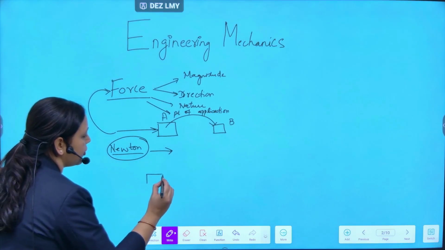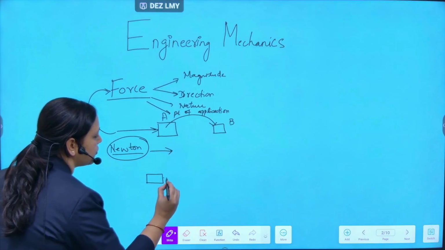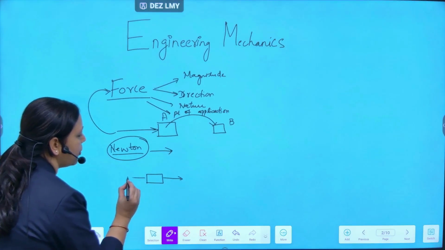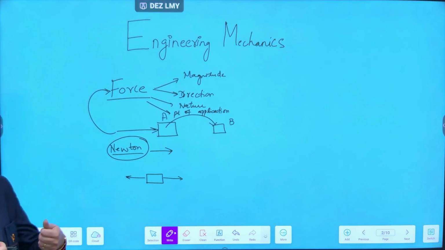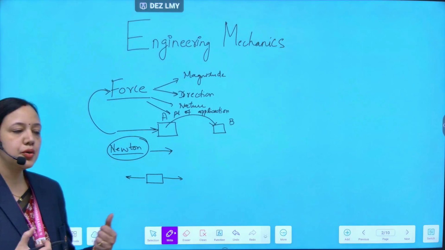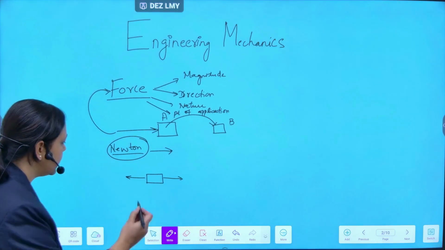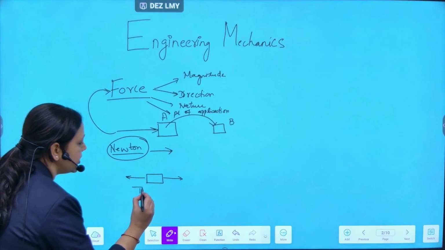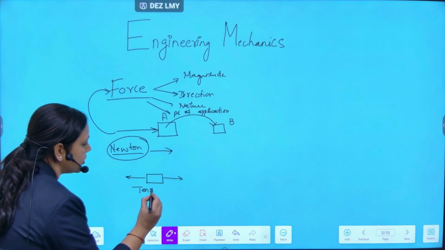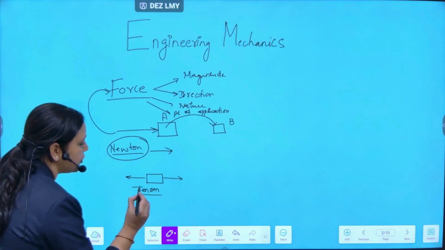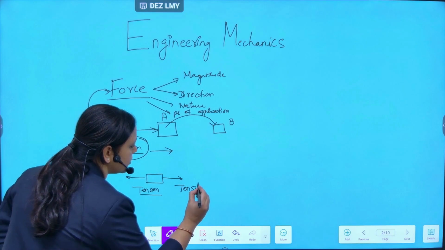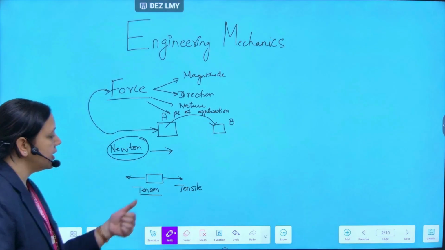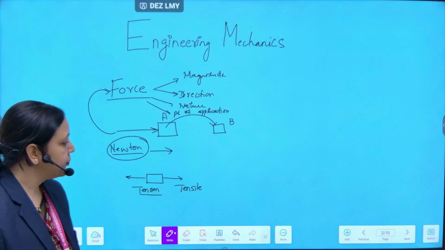Suppose we have an object and forces are acting in opposite direction. Then the forces tend to pull the object. When they are pulling the object, that means they are exerting a tension in the object. So this nature of the force over here becomes tensile force. It is inducing tension in this object.